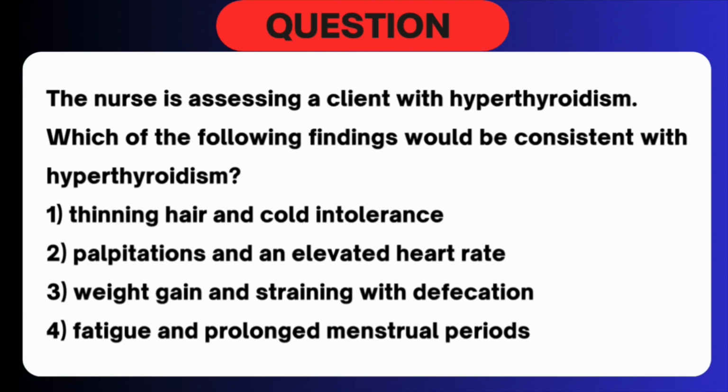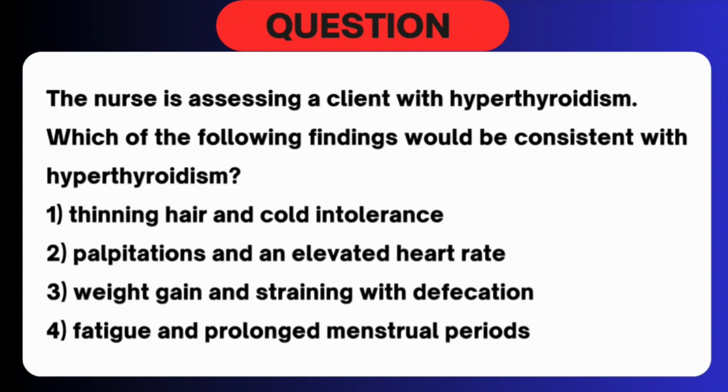Option 4, fatigue and prolonged menstrual periods. This one is also more like hypothyroidism. You have a lower metabolic rate, so you're tired, and then also you have prolonged menstrual periods because this disruption in thyroid hormone production also affects the production of progesterone by the ovaries, which is normally meant to stop your periods. It can't do that because there's not enough of it, so then you have longer, heavier periods because of that. So this one is also not matching up with our hyperthyroidism, so also incorrect.